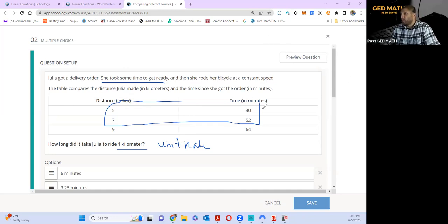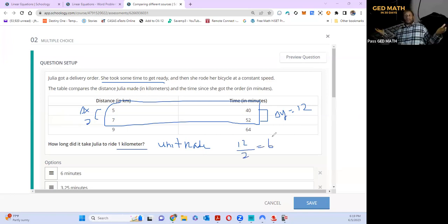Now, you could do 40 to 52. The change in y is 12. The change in x, 5 to 7, is 2. 12 divided by 2 is 6. Done. So, can you do it with the calculator? Yes. Can you do it by hand? Yes. But you have to be familiar with when to use what.